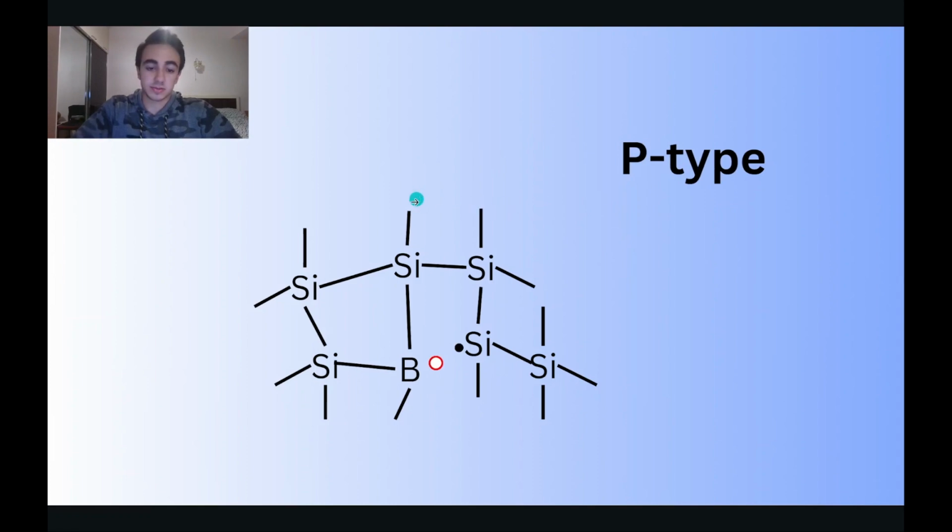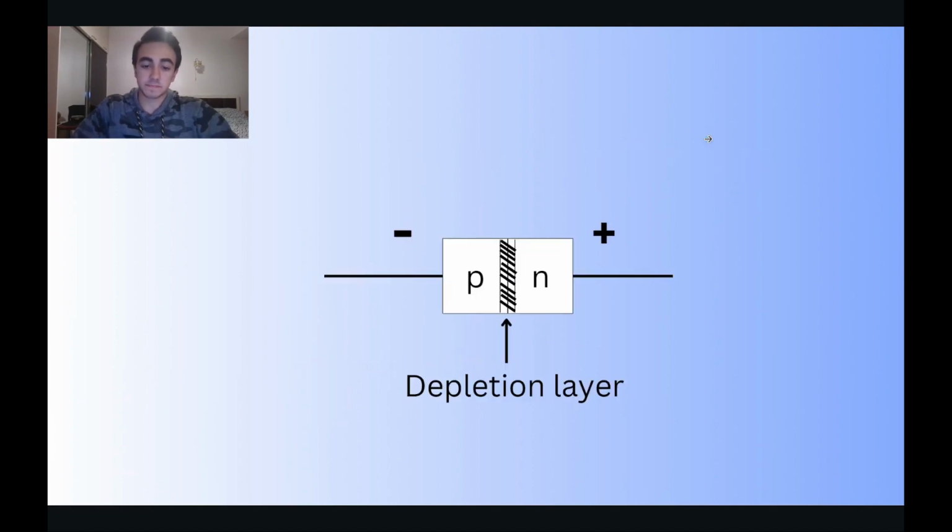But what if we replace the phosphorus with something that has less than four electrons in its outer layer? Some element like boron, it has three electrons in its outer layer. So in the fourth place, where there should be an electron connected to the silicon atom, there is a hole. This hole means the absence of an electron, which means positive charge, and that's why it's called p-type, p for positive.